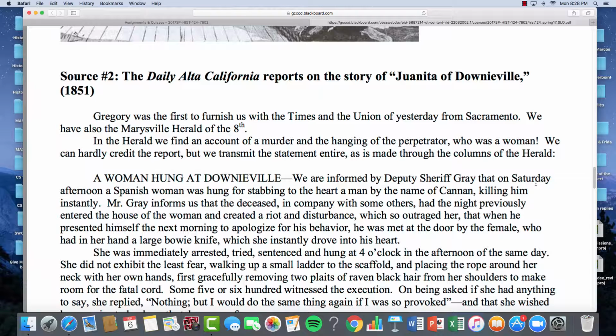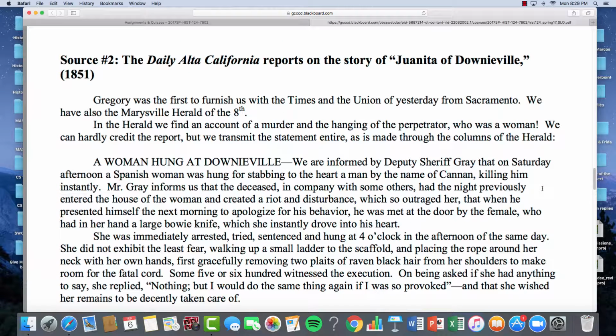And for instance, let me just quickly read a little bit of the second paragraph. It reads, "In the Herald we find an account of a murder and the hanging of the perpetrator, who was a woman!" Look at that, the exclamation point. So obviously there is a sense of excitement, of yellow journalism, hysteria. So definitely the punctuation and the language used by this is something to look at when you're looking at this little write-up.